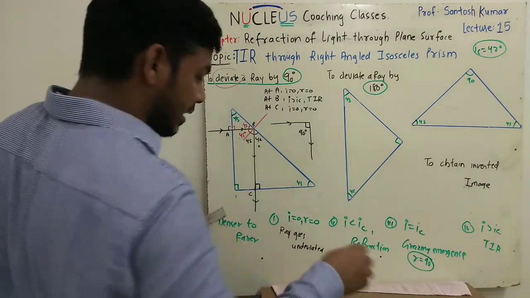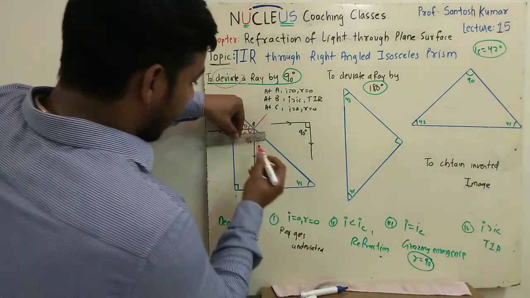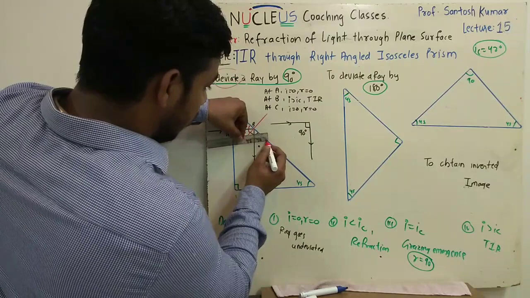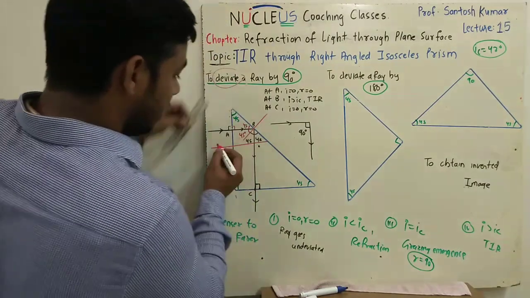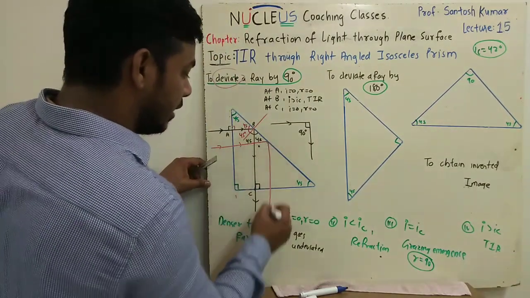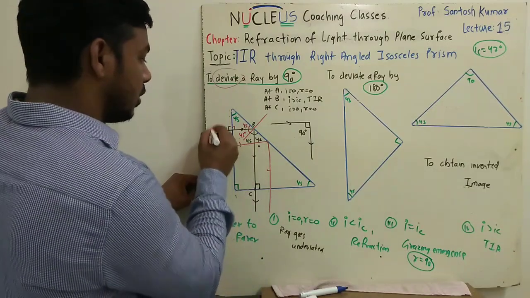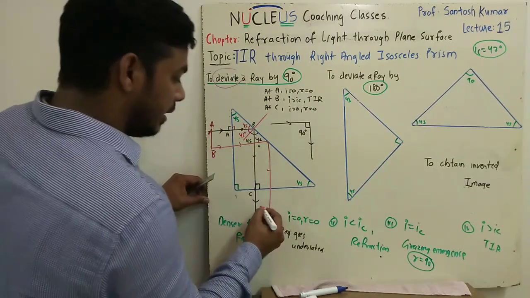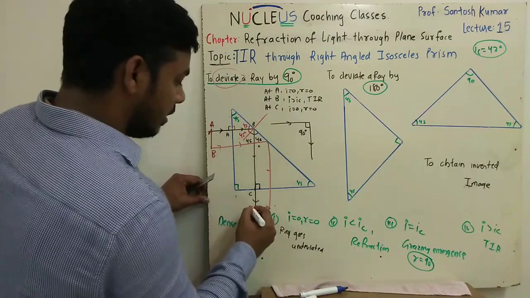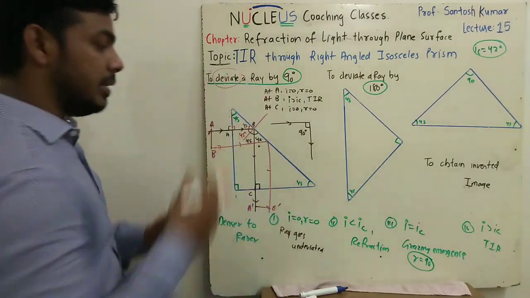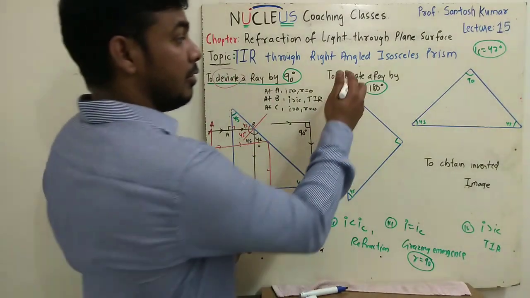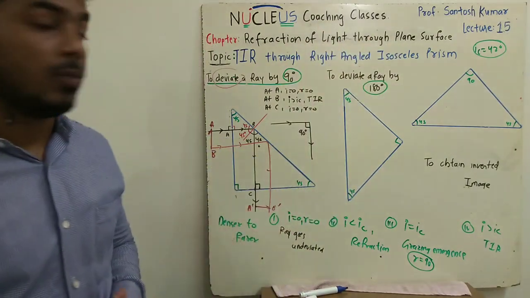If you draw another ray parallel to this, definitely no need to measure all this angle, right? So you can simply draw that if this was AB, then it has to be A dash B dash.